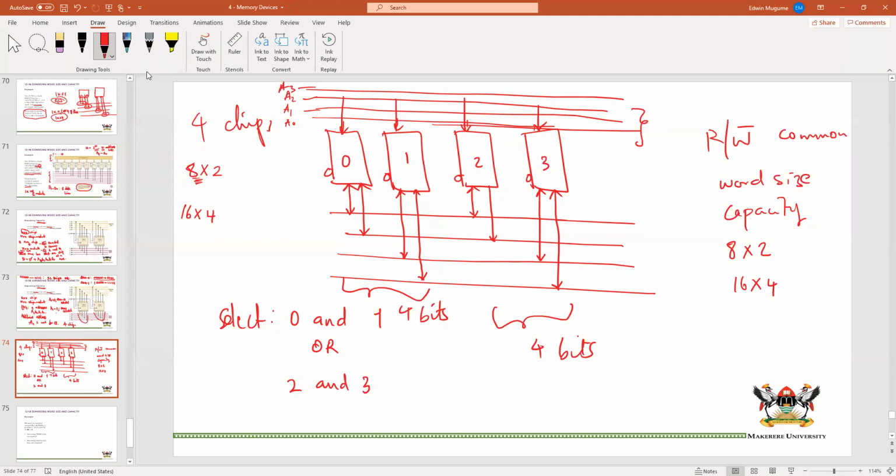And now, what about the word size? Have we expanded the word size? I think we would have expanded it. But you need to figure out how to use A3 to do these chip selects. You might find that perhaps you need to add another line to make it A4 to be able to do that. I don't know. Just go and try and see if it works out.